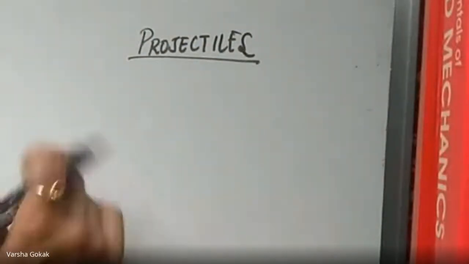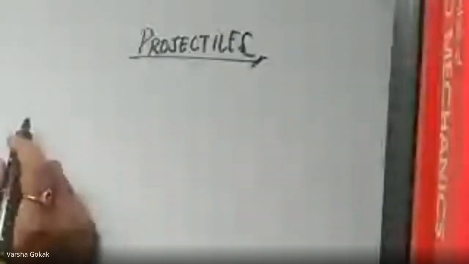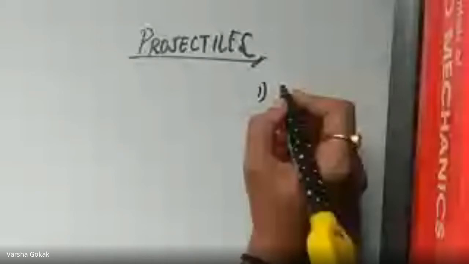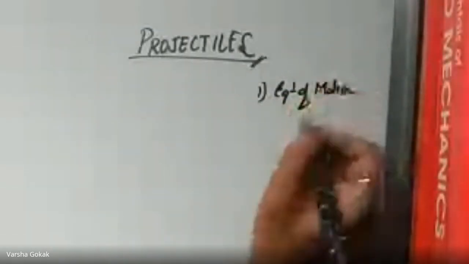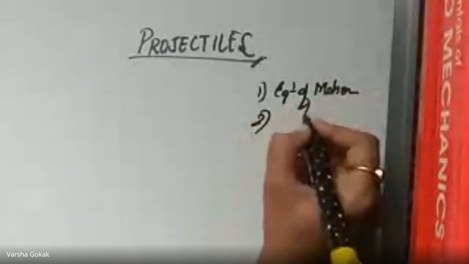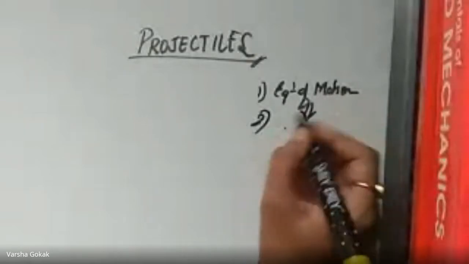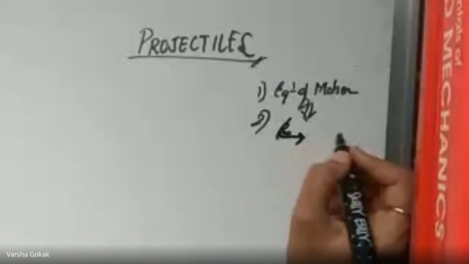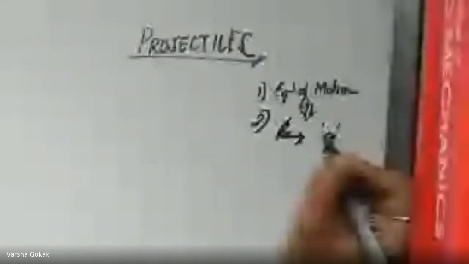Good afternoon, all. We'll start today with projectiles. In the last few classes we dealt with kinematics, wherein one set of numericals we did using the equations of motion. Right? There are three equations of motion. Using those equations of motion, the second sort of numericals was where we deal with the equations of motion only, but gravity comes into the picture. So it is called motion under gravity.